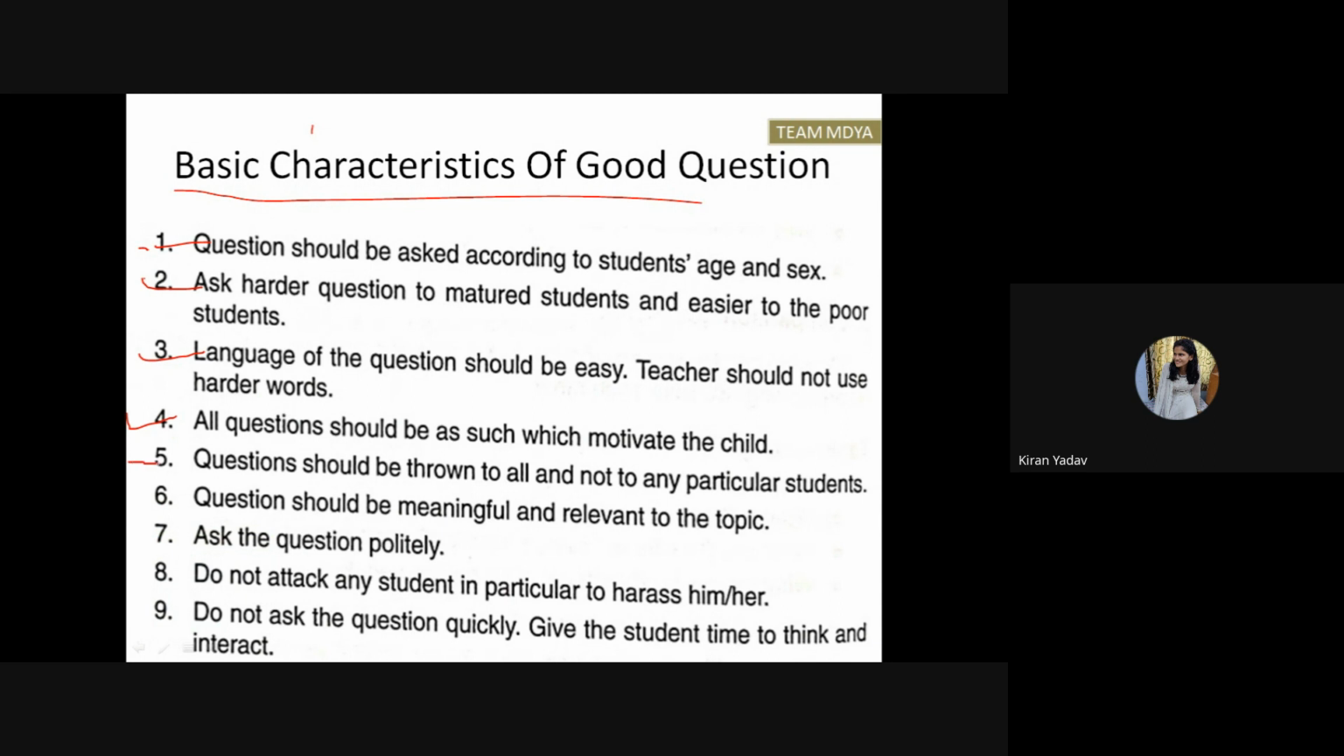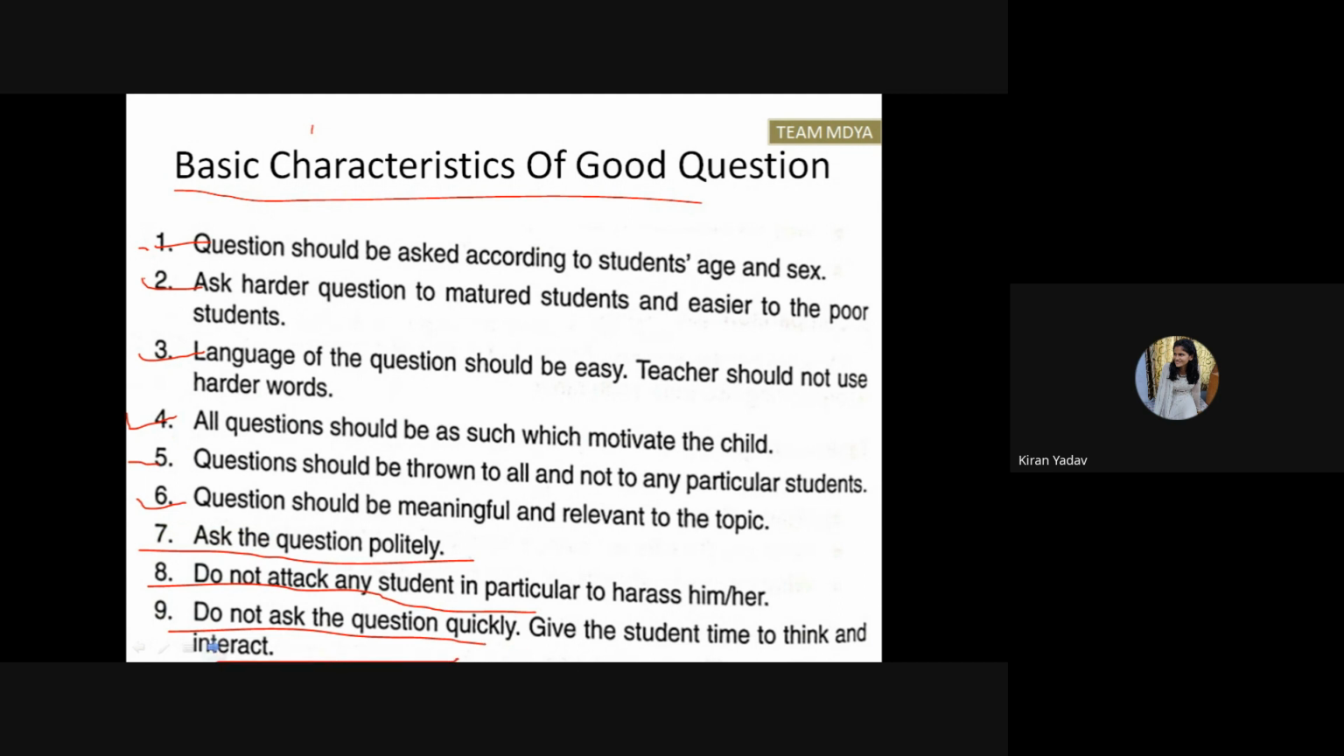Fifth, a question should be thrown to all and not to any particular student. Next point, the question should be meaningful and relevant to the topic. Seventh, ask the question politely. Next point, do not attack any student in particular to harass him or her. And do not ask questions quickly. Give the student time to think and interact.